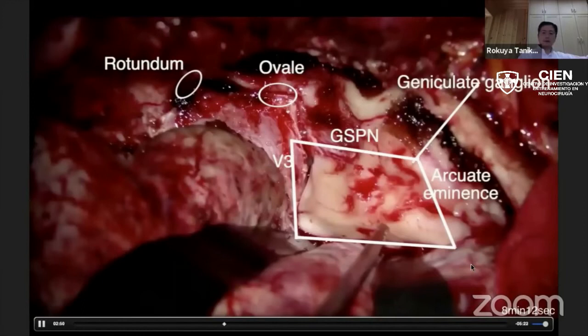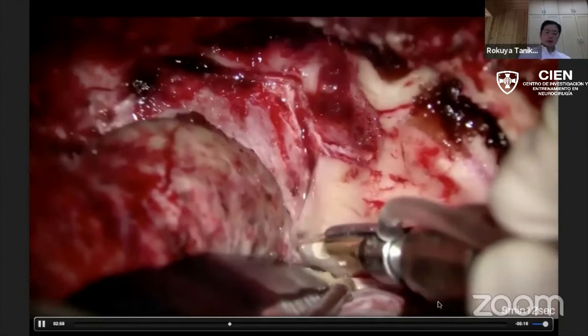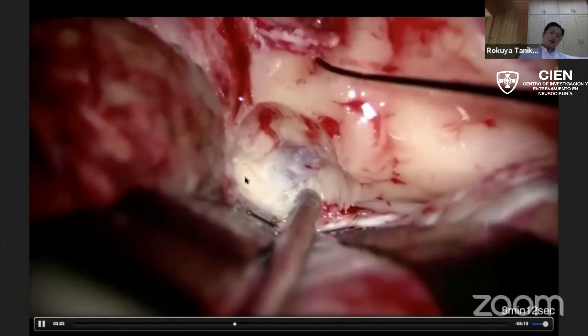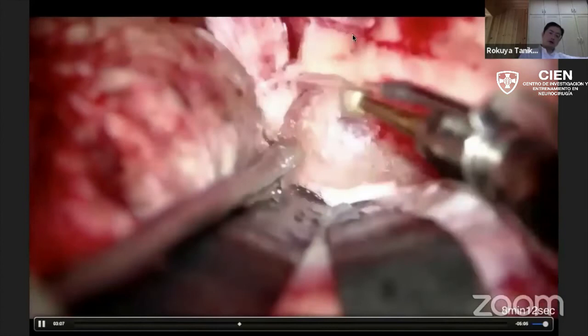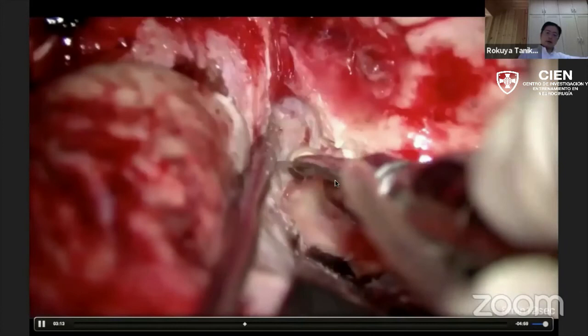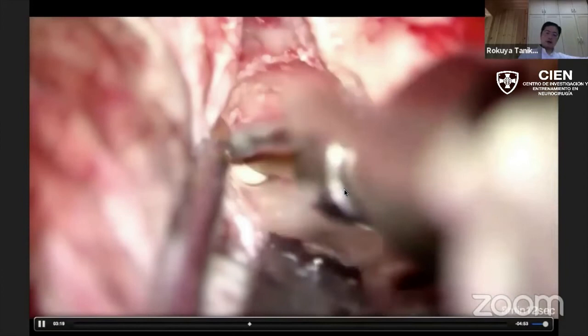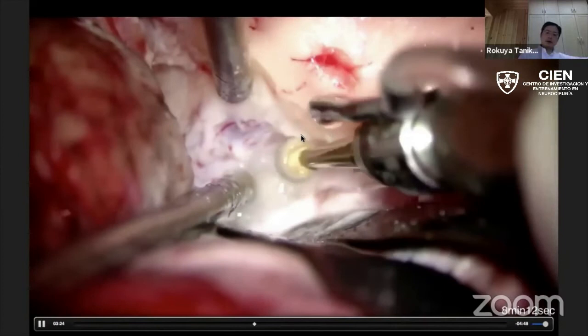And if you drill the temporal rhomboid, the anteromedial corner is the safest point to begin drilling, because there is a C6 target just below the GSPN. So be careful crossing the GSPN; there is a risk of injury to the C6 target. Do not drill the C6 target. And here is the IAC.